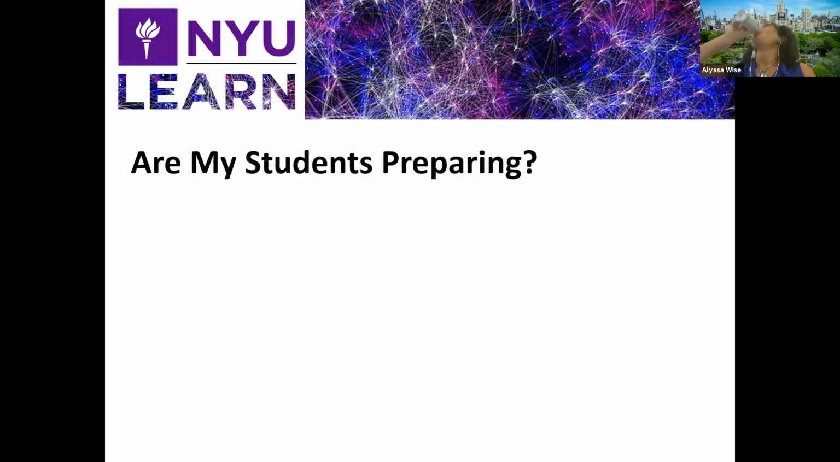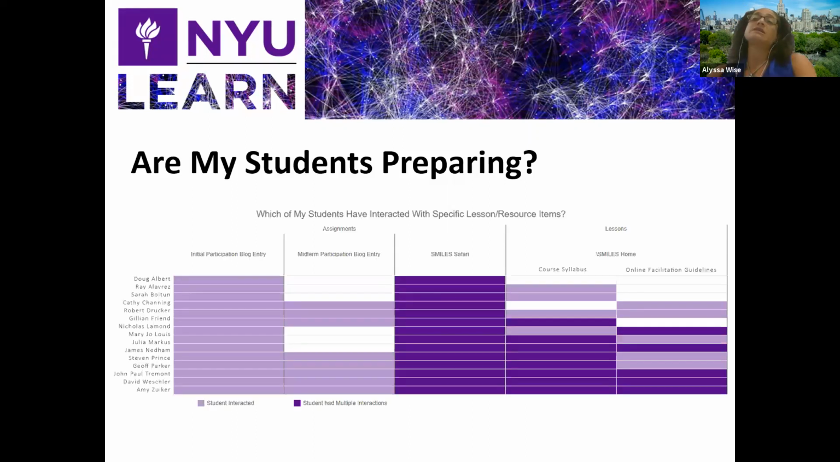So one question that was often asked in a flipped classroom, and maybe online too, is: are my students preparing? If they're coming to a synchronous session, whether on Zoom or face-to-face, but I've asked them to do stuff ahead of time, did they do it? This is an example of one of the dashboards in the NYU instructional dashboard, and it's very, very simple.